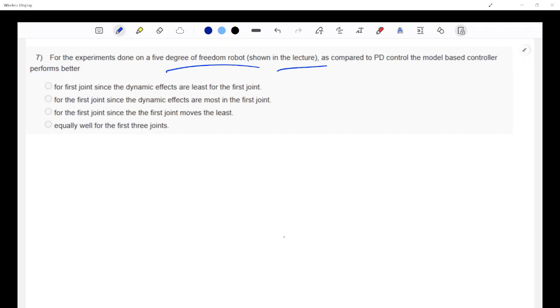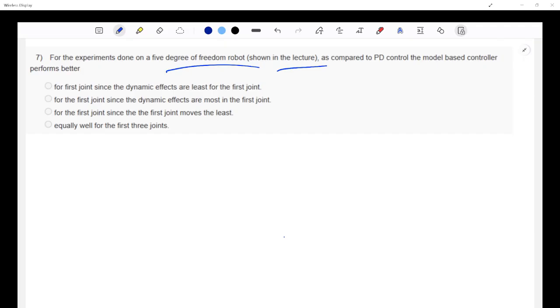So in the 5 DOF robot experiment, model-based control performs better. If you recall the experiment, if you can refer to the slides, the maximum error in joint 1 reduced significantly. It was from 5 degree to 2 degree error. Improvement in joint 2 as well, almost no difference in joint 4 and 5. So model-based control helps most where nonlinear dynamic effects are strongest. So which joint has maximum dynamic effect is the question.